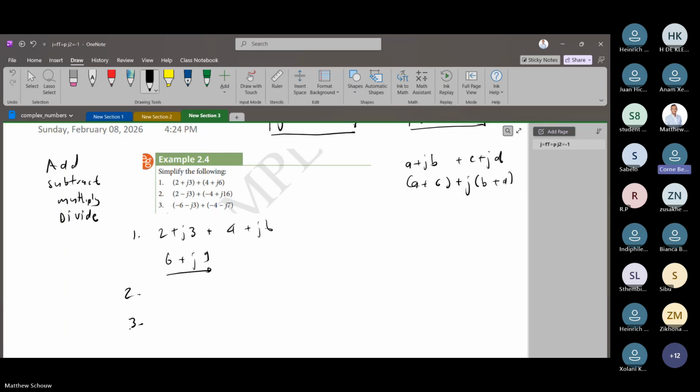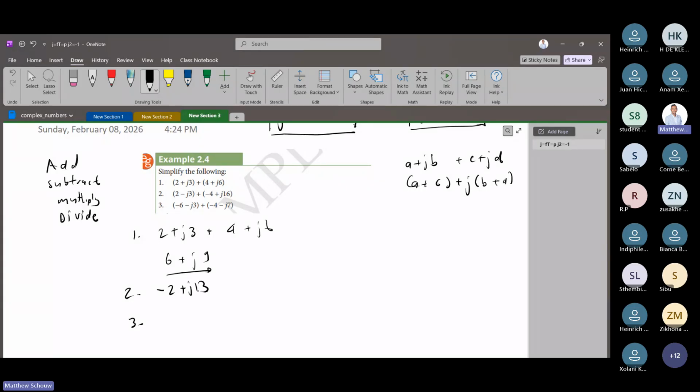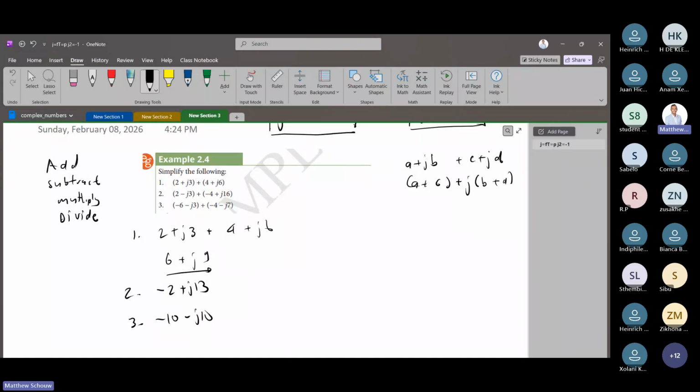I'm done, sir. Perfect. I expect the speed of Konai from everyone. You should be that quick. It's easy. Can I have number 2's answer? Thank you. I got negative 2 plus j13. Perfect. The other one? Negative 10 minus 10j. Yes. Can we all corroborate Konai's answers?